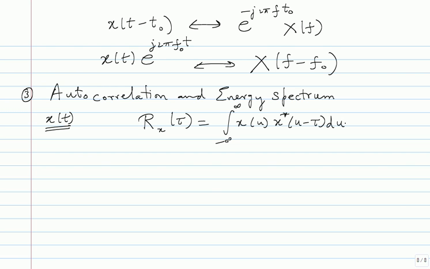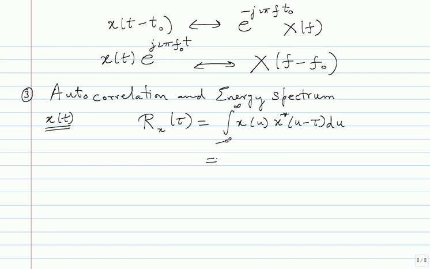Once again, this is closely related to inner product and convolution, obviously. For instance, at tau equals 0 you pretty much get the norm of x. And for every other tau, what do you get? You get the inner product of x of t with a delayed version of x of t. So the autocorrelation basically is an evaluation of inner products for all time delays, and it gives you a lot of information about the function.